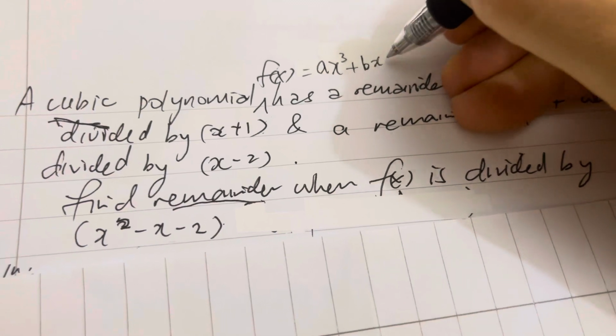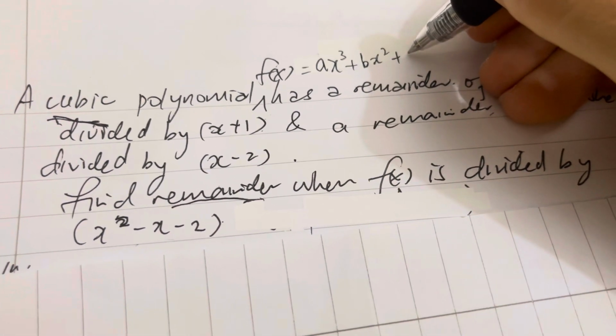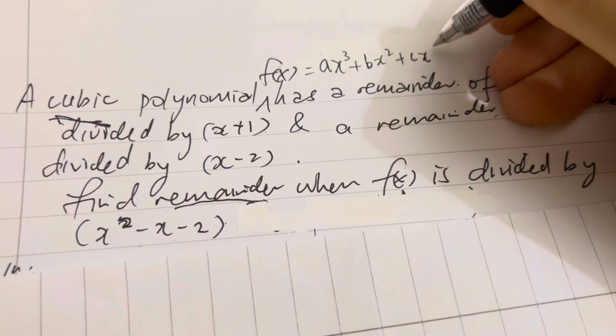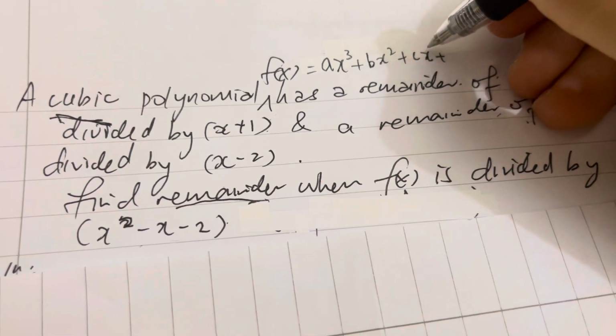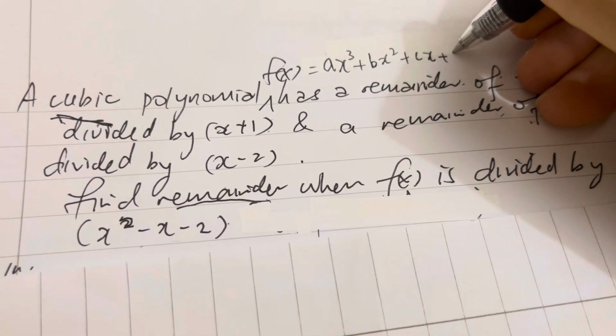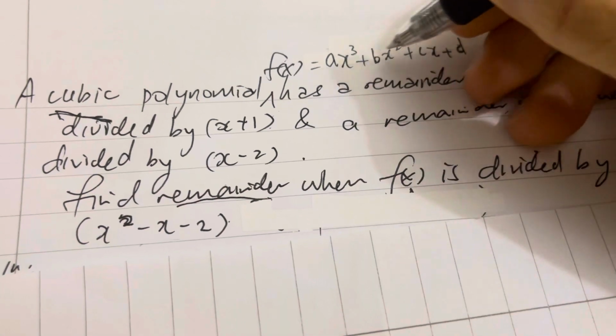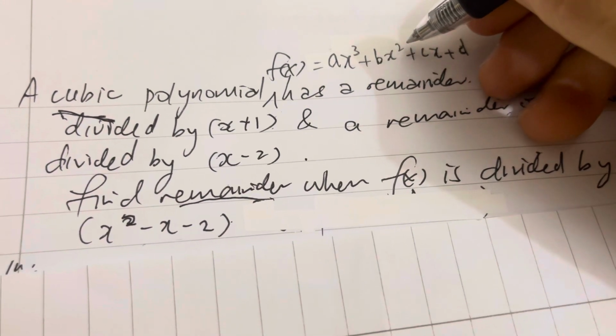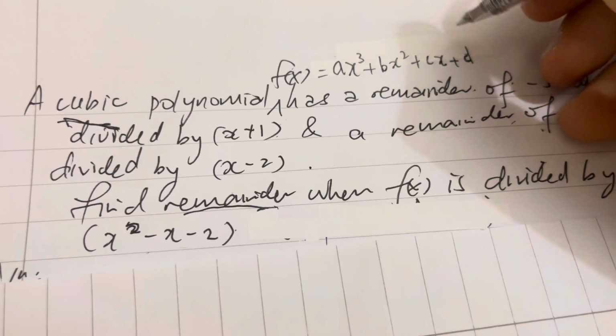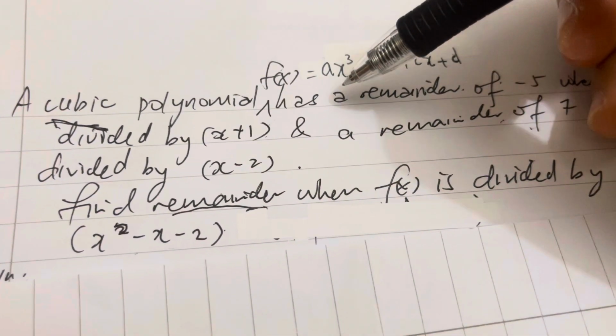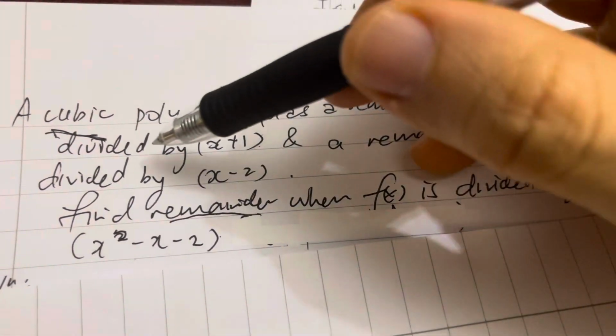And another constant, then another constant, and lastly the so-called constant term. So it must be like ax cubed plus bx squared plus cx plus d. Okay. Now this polynomial has a remainder of minus 5 when you divide it by this.